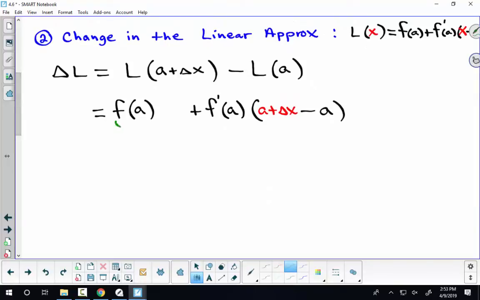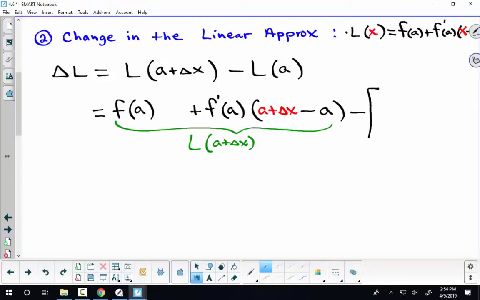All of that is L evaluated at a plus delta x minus L of a. Again, a goes in for x above here. So we have f of a minus f prime of a times our input minus a, which is a. Hopefully that shows up on the notes.